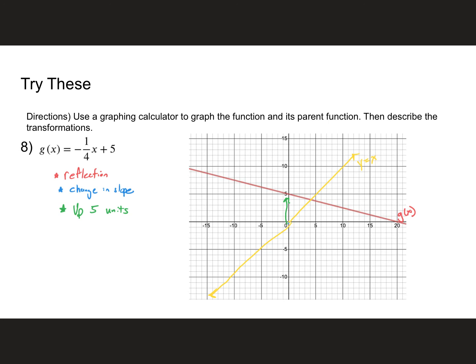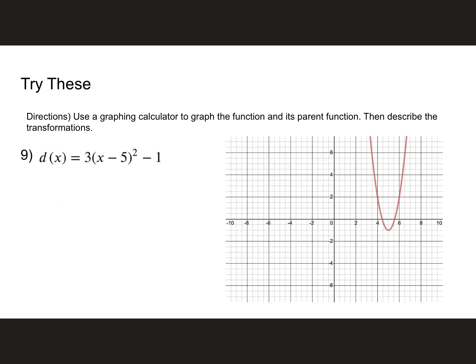Let's take a look at the last one. So here's d of x. This is 3 times the quantity x minus 5, squared, minus 1. Let's look at the parent function. So if I plot those points in here, sorry about that. Hold on a second. Okay, there we go. We are going to plot the parent function, which is going to be this blue curve right here. All right, so that is y equals x squared. And of course, the red curve is my d of x function. Now, it might be hard to see, but do you see how d of x looks like it's narrower, right?